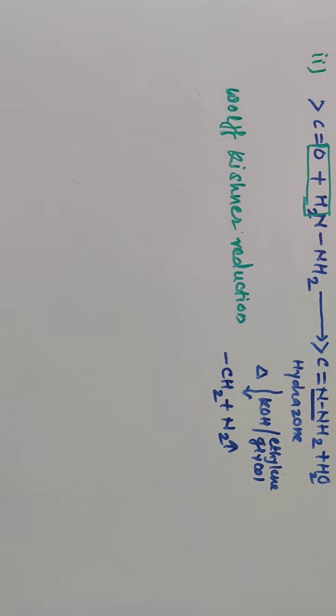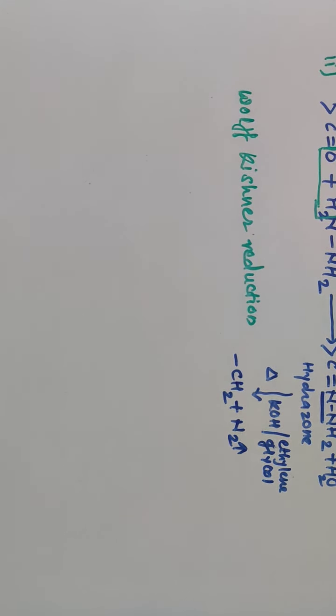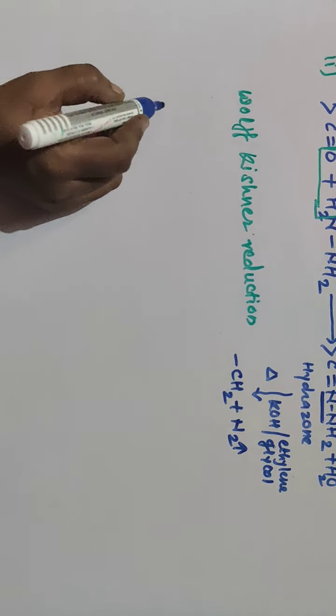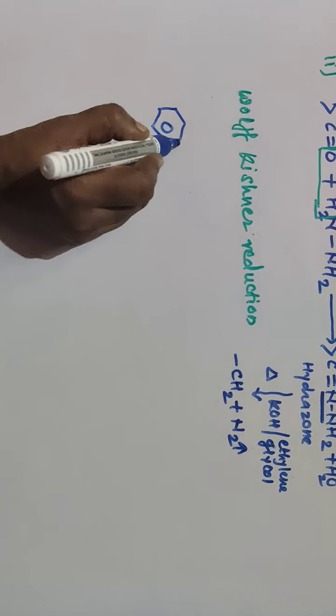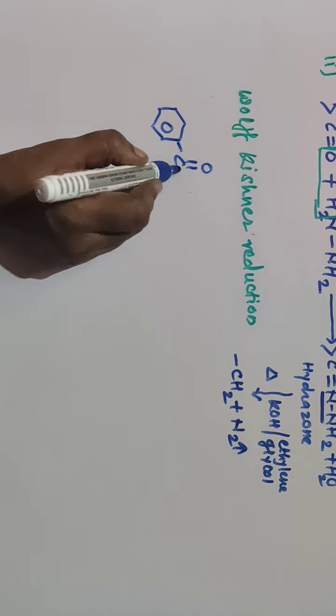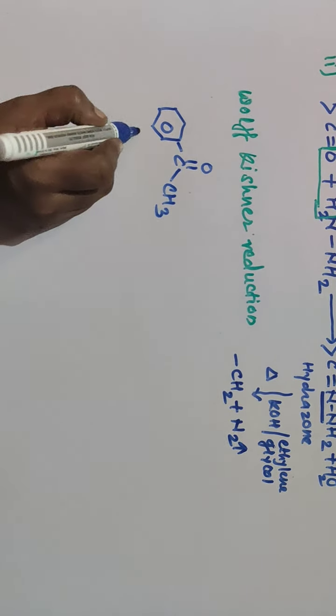Actually the reaction is not given in your textbook, but here using Wolff-Kishner reduction, an alkyl aryl ketone can be converted into an alkyl benzene. Here the importance of the reaction is that using Wolff-Kishner reduction, you will get a compound in which straight chain alkyl groups are directly attached to the benzene ring. For example, we'll take here C6H5, then CO, CH3. Name is acetophenone.